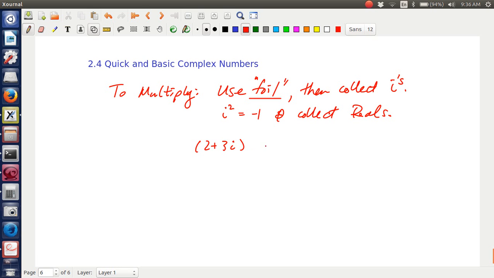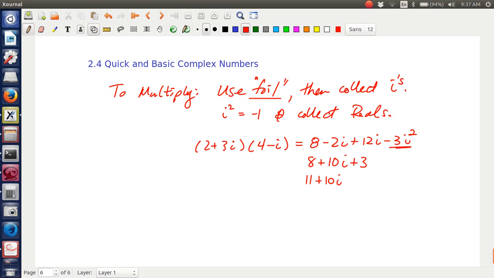2 plus 3i times 4 minus i. So we do the FOIL. First, we just pretend it's a variable. 2 times 4 is 8, outer, minus 2i, inner, plus 12i, last, minus 3i squared. Don't forget it's i squared. So in the next line, you can combine the i's, but the minus is going to flip because i squared is -1, so this becomes plus 3. Then you get 11 plus 10i. Okay?